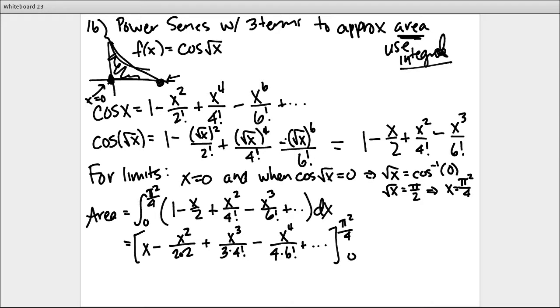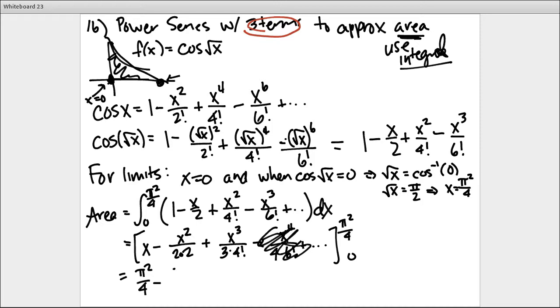Yeah, I don't need this guy. Don't give me too many terms. If we're saying 3 terms, I'm scratching that one out. It says use a power series with 3 terms. So I only need those 3. And you're going to be plugging in the pi squared over 4 into all of the x's. What does that become?